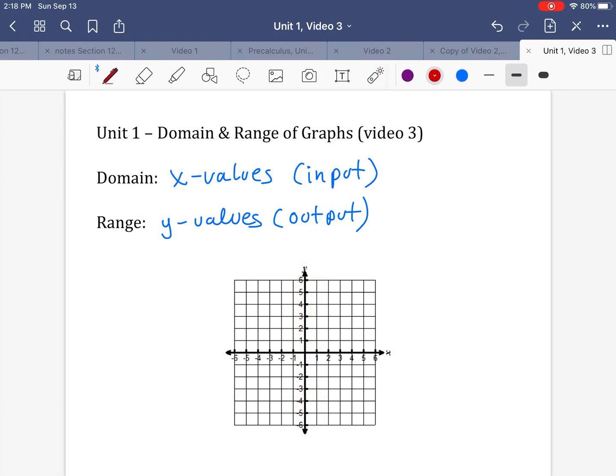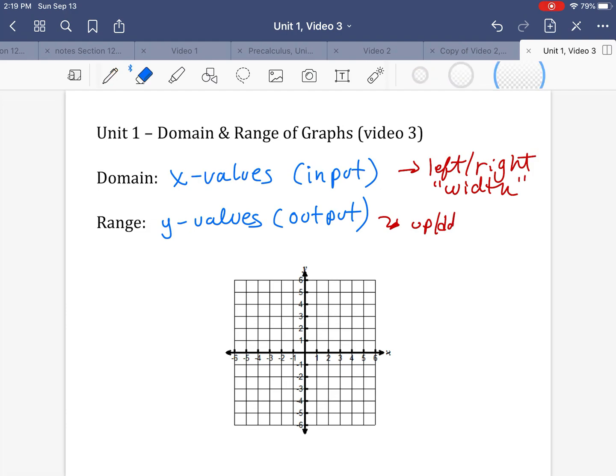So let's add those words onto our definition right here. So our x values, they go left to right. It's the width of your graph, right? And the y values, they go up and down. This is the height of your graph. Okay, so all these pictures, we're going to think of the width and the height to write our domain and range. All right, we're going to write this in set notation like we did in class, and then I'm going to teach you a little bit about interval notation, which is a little bit easier actually.